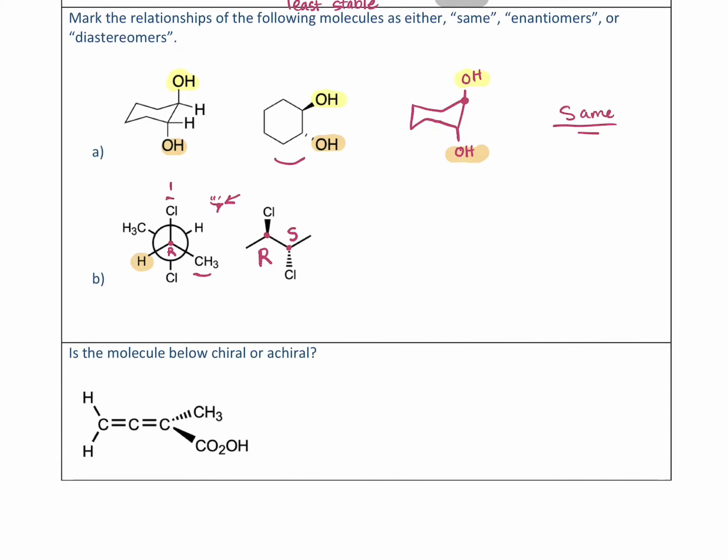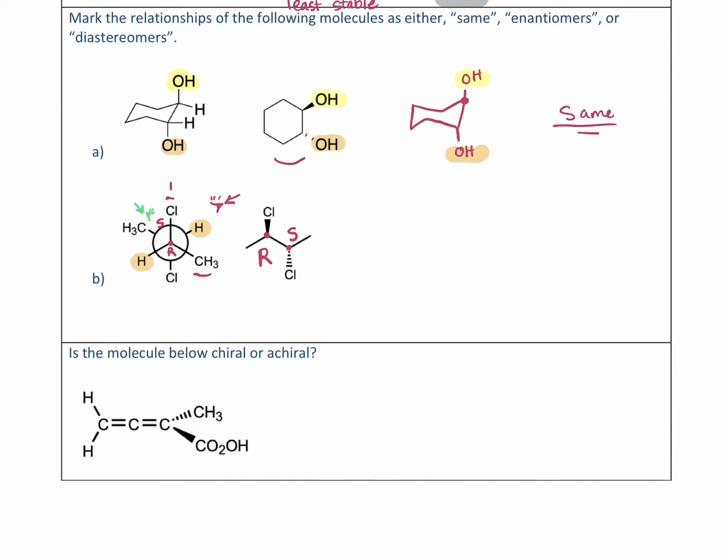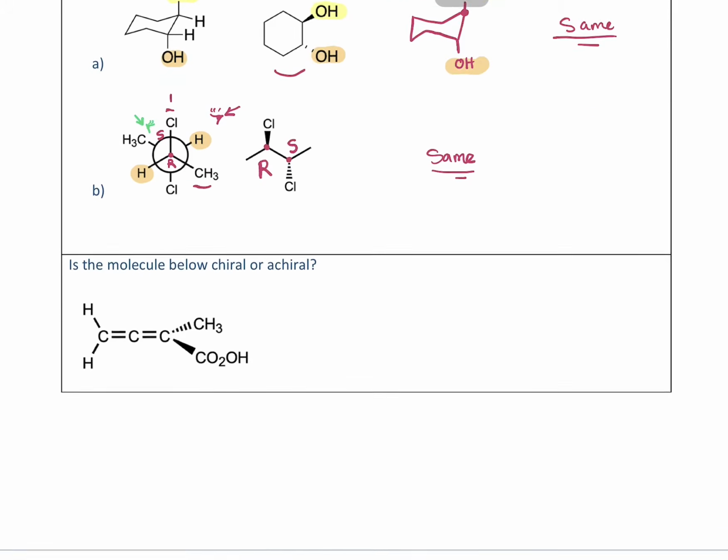And then do the same thing for the carbon in the back, except that H is on that side. So now you need to be looking at it from this angle. So put your eye here, and you'll see that the assignment for that one should be S. So these two are exactly the same, so the relationship between them is same. They're the same molecule. One of them is the Newman projection, the other one is just a regular molecule.